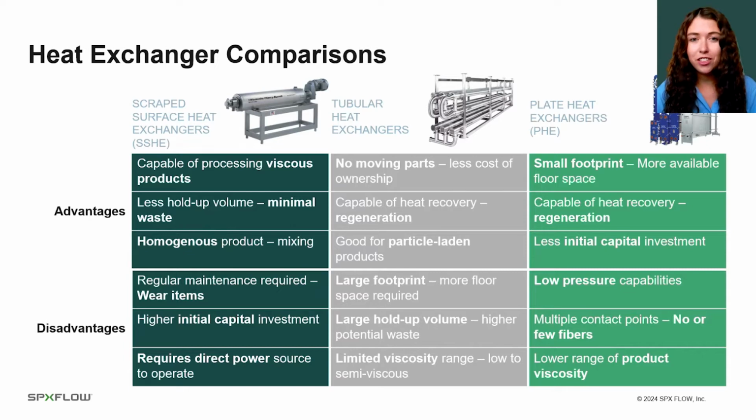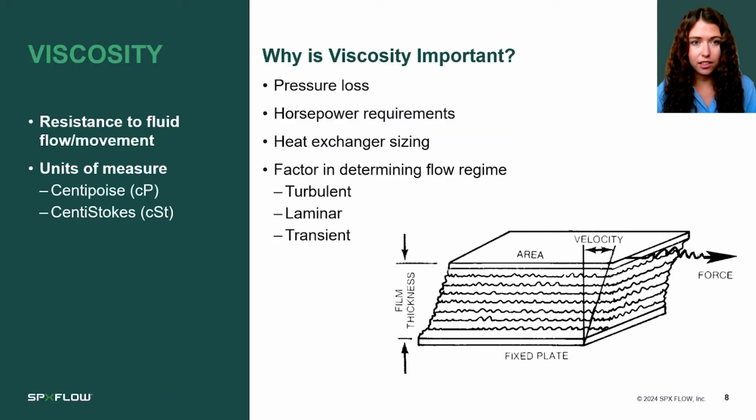All right, so Steve just touched on a few different factors of how to decide what heat exchanger you might need, and that could be footprint, pressure, or if your fluid has fibers. But one that we'll focus on a little bit more is viscosity. So viscosity is a resistance to fluid flow. Something that has low viscosity could be considered water-like, whereas a room temperature peanut butter would be considered viscous.